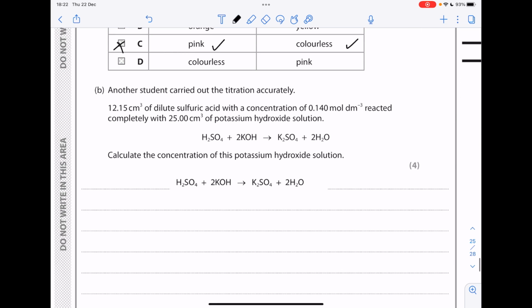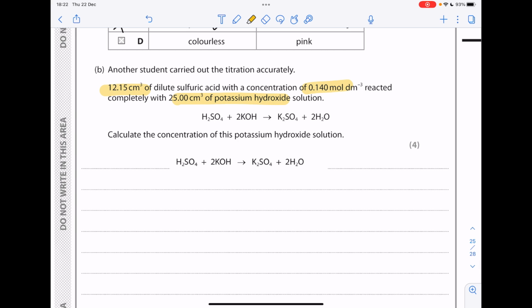Another student carried out the titration accurately. 12.15 centimetres cubed of dilute sulfuric acid with a concentration of 0.14 moles per decimetre cubed reacted completely with 25 centimetres cubed of potassium hydroxide solution. Calculate the concentration of this potassium hydroxide solution. So you can see I've copied down that equation again. You should rewrite it yourselves in the exam. This is a very important formula triangle here.